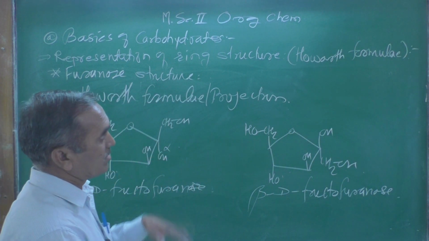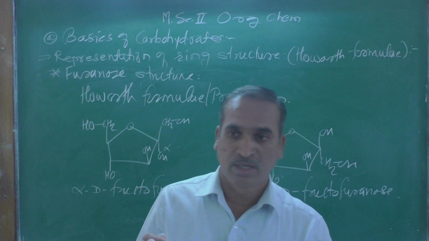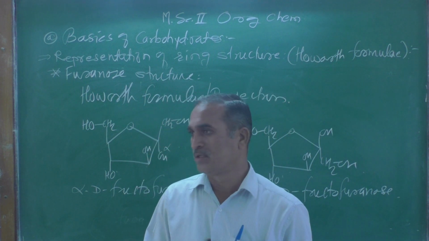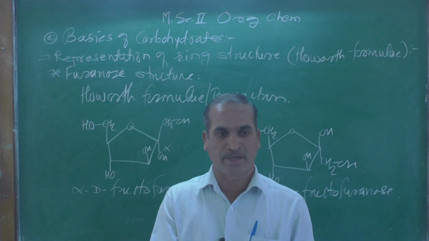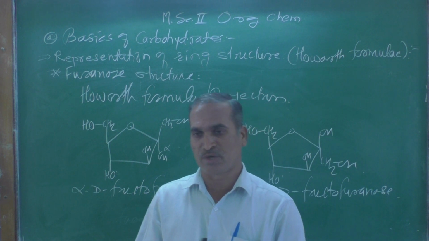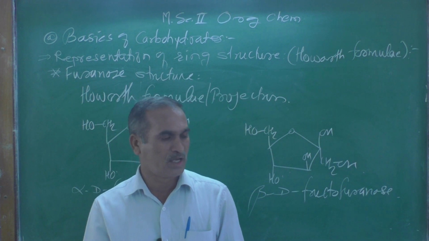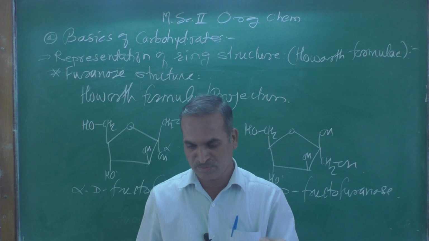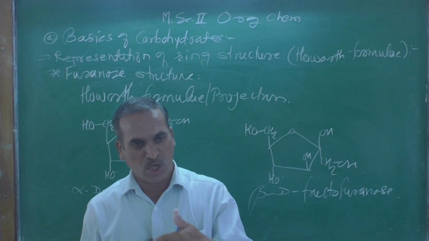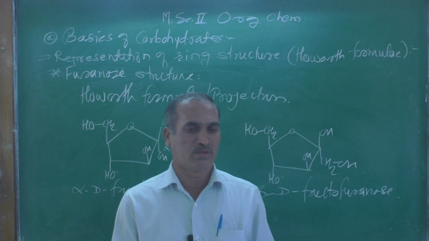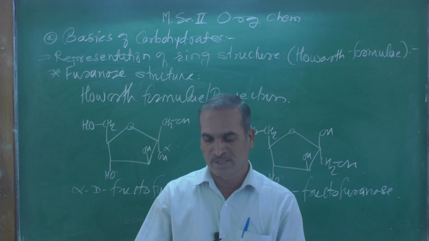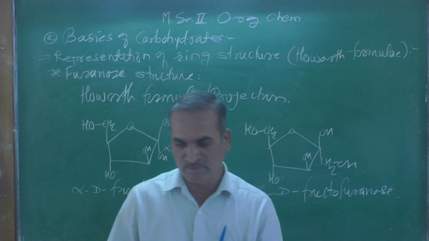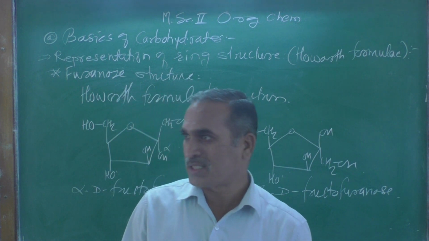I think in this way we have discussed the various representations of the ring structure according to the Haworth projection formula. First we considered the Fischer projection formula, and after that how we can convert it into the Haworth projection formula. Now onward, the reactions of that ring structure we will see in the next lecture.